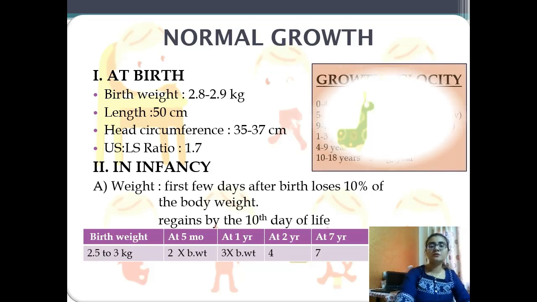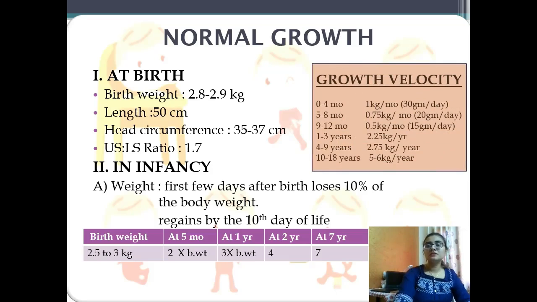And here is the growth velocity. This is the respective growth velocity followed in particular months, that a baby gains this much weight within this month. This growth velocity should be followed by the child, and if growth velocity is slow, we go for other investigations.